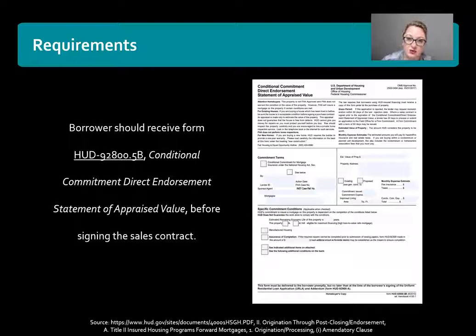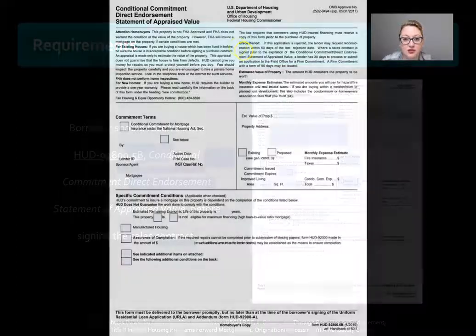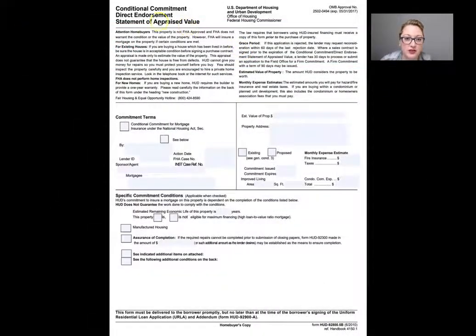Now, a lot of times real estate agents will have a similar form that they have the borrower sign, but it's ultimately up to the lender to make sure that this is signed and filled out correctly. Let's take a closer look at the form. There's a lot of information in here designed to help the borrower understand the mortgage that they're getting and also understand information about the property.